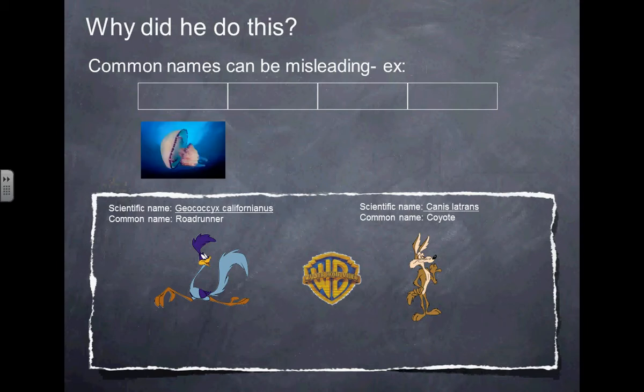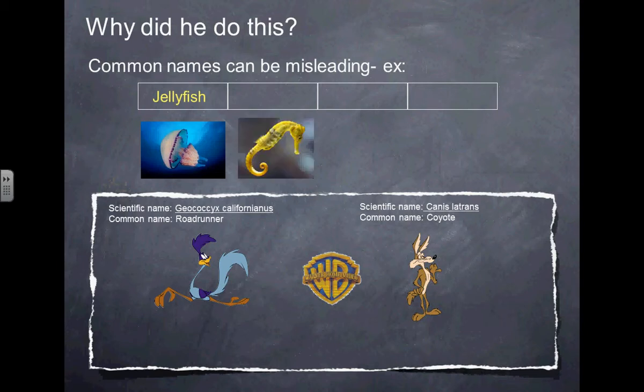For example, what is that? Fish of the jelly. A jellyfish. Is it a fish? No. It also does not taste very good on toast. So calling it a jellyfish is a misleading name. It's not a fish. It is an invertebrate. It is a cnidarian. It's not at all a fish.